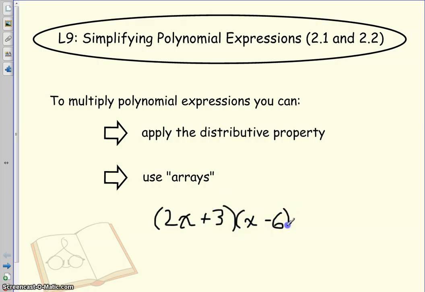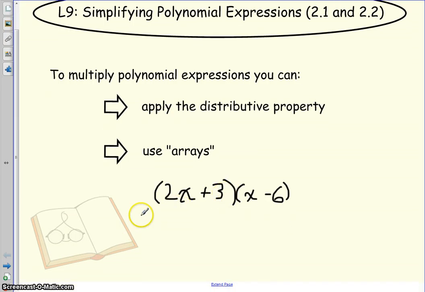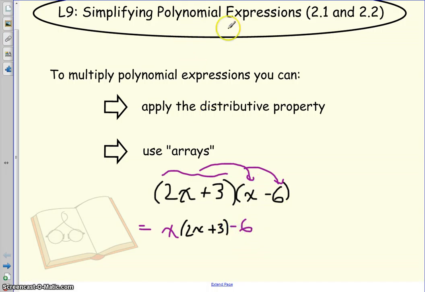We actually had a couple different approaches we used to help us multiply those. So one way was just to use the distributive property. Distributive property meaning that we're going to take 2x plus 3 and distribute it through that second bracket, so multiply it by x and by minus 6. So in that case you would have x, and that would be multiplied by 2x plus 3. Okay, and then of course the next term in the second bracket is going to be minus 6. So you'd have minus 6, and again that would be multiplied by 2x plus 3.